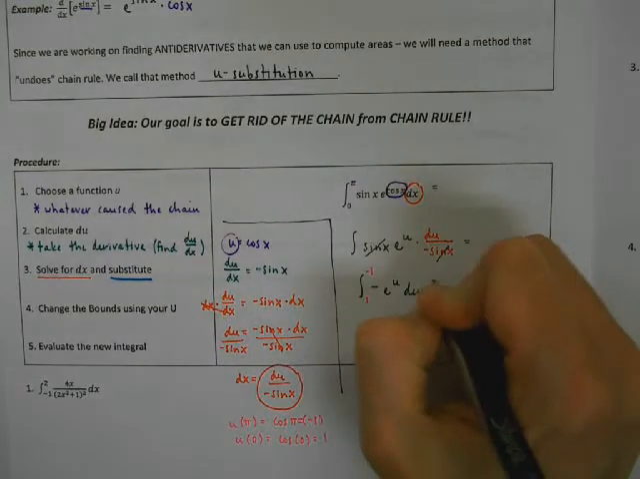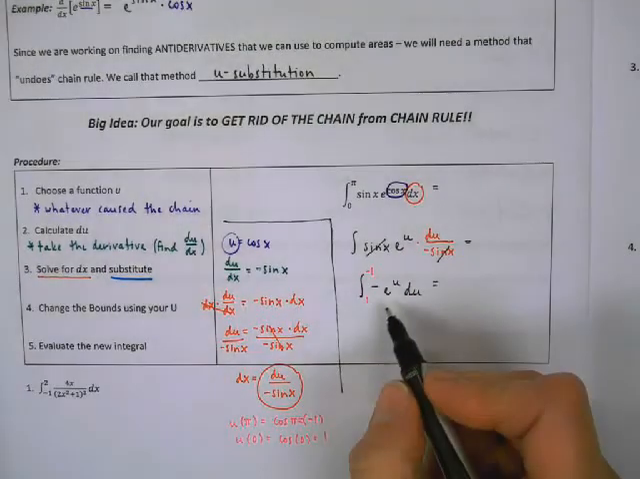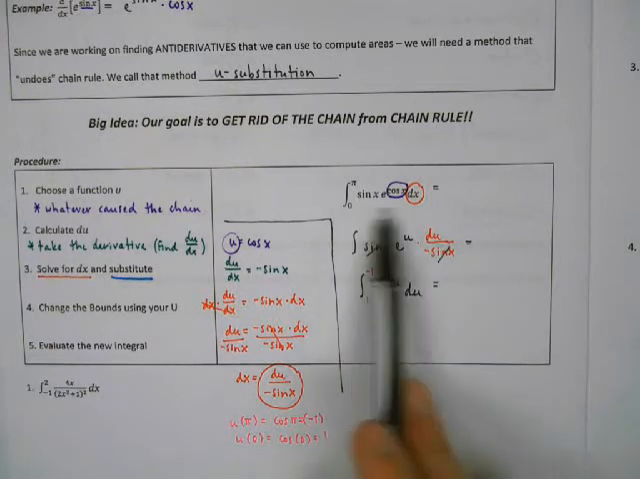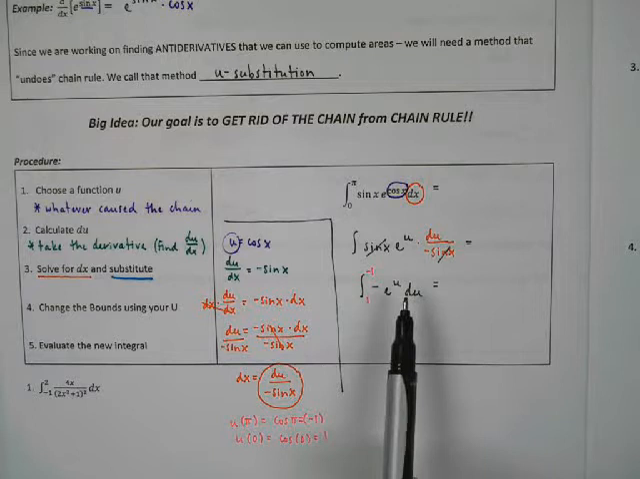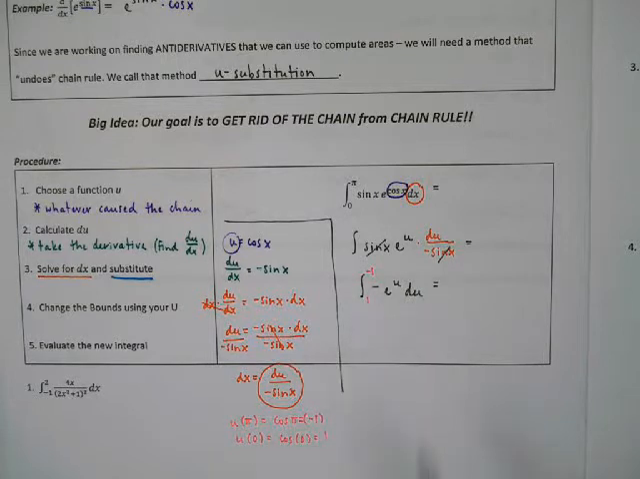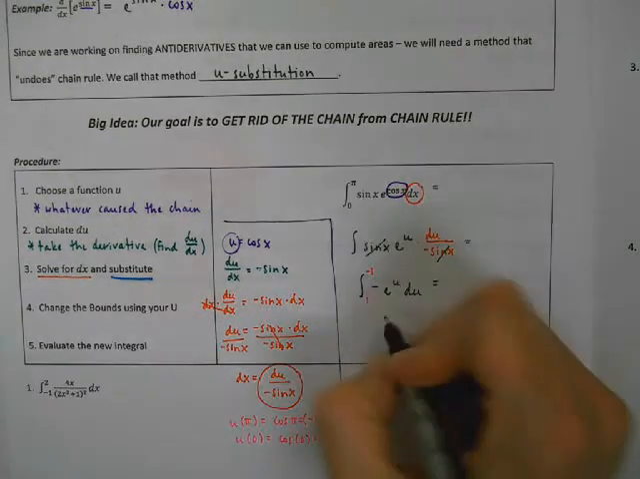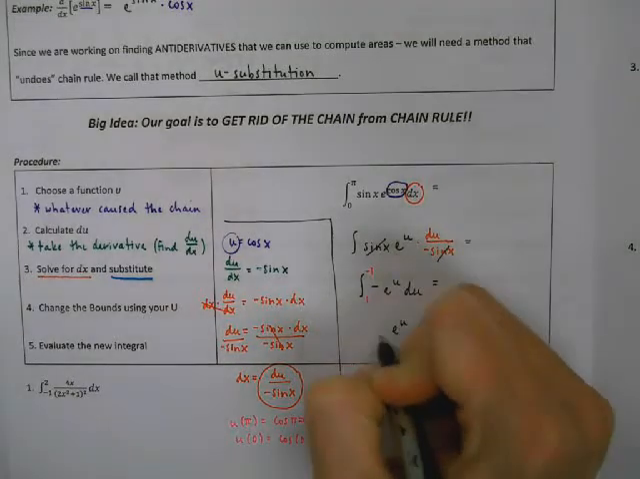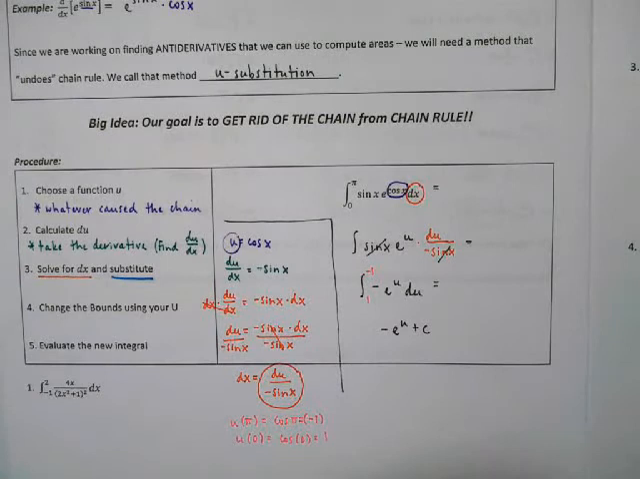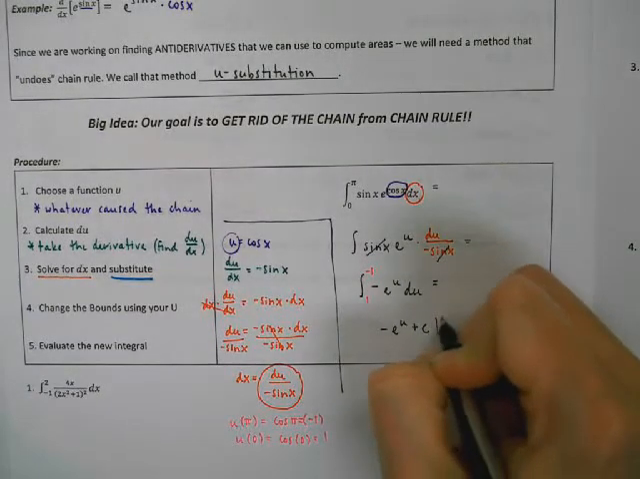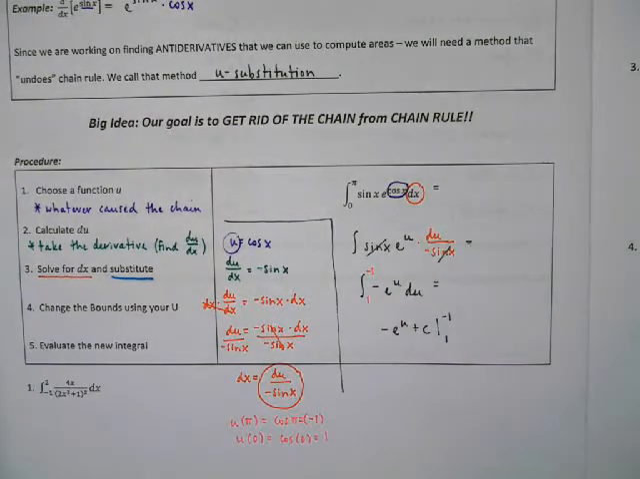So from here, this is a nice, easy problem now. We've boiled something that was really complicated down to a really easy problem. I know the antiderivative of e to the u. It's just e to the u. I have my negative out front. I still have my plus c, so nothing has changed there. And I'm evaluating from 1 to -1.